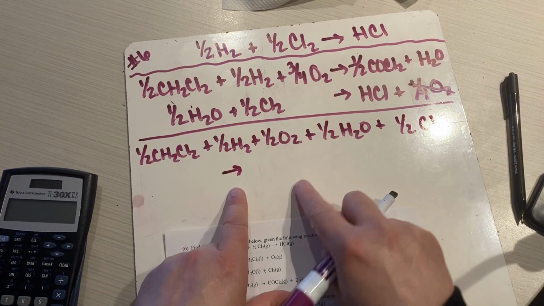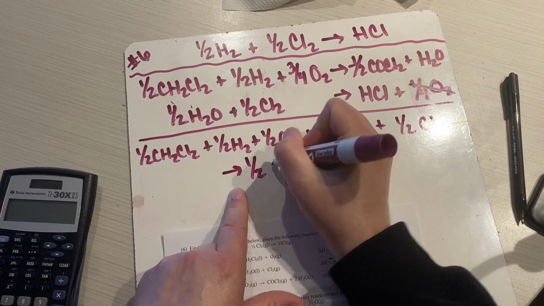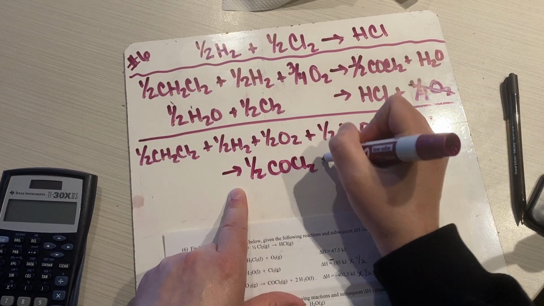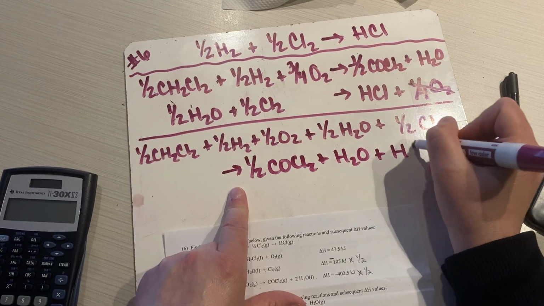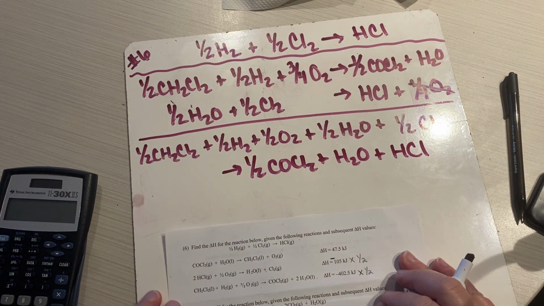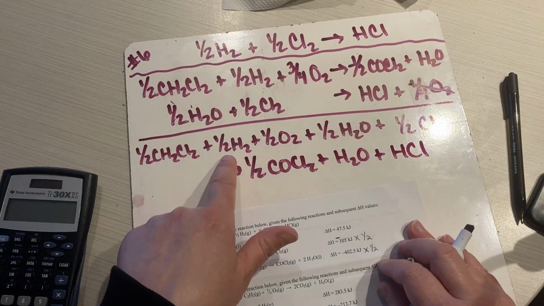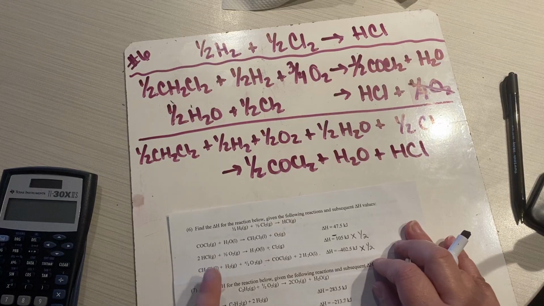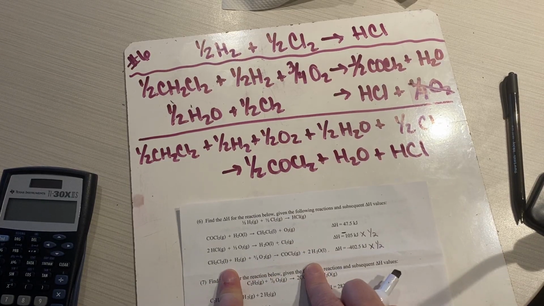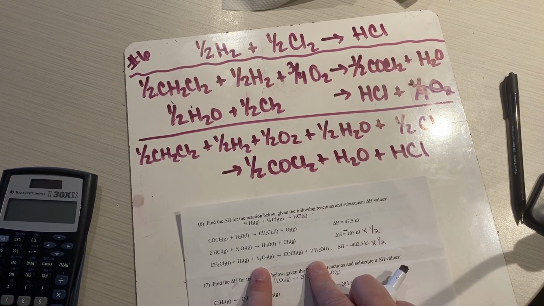This is getting really long. Half COCl2 plus H2O plus HCl. Alrighty, that's a lot. We do have what we need though. We have the half H2, half O2, and HCl, but we need to get rid of everything else. So this equation should help us get rid of everything else.